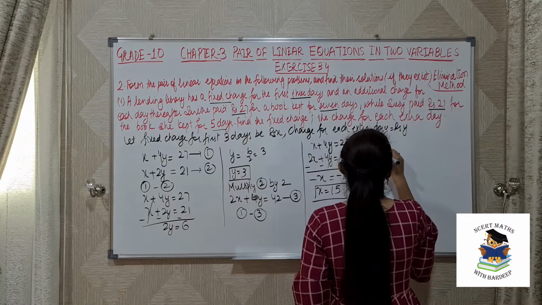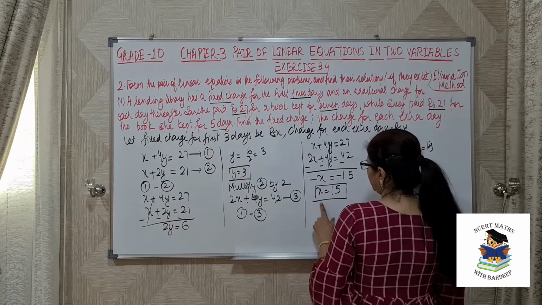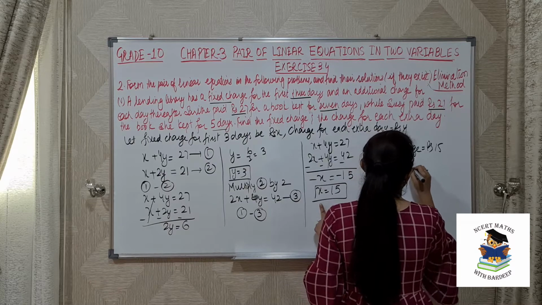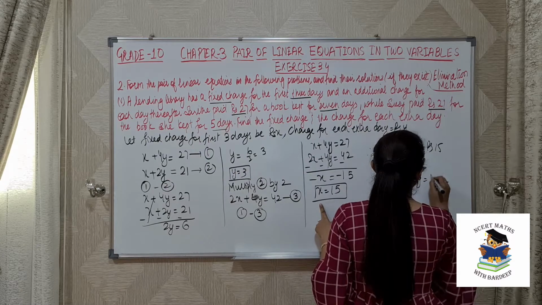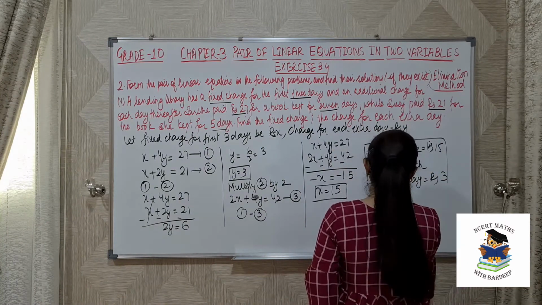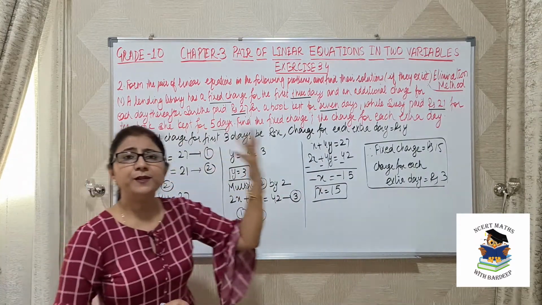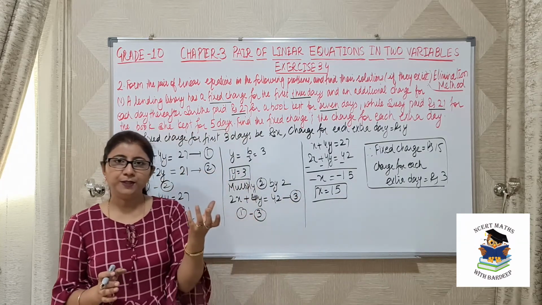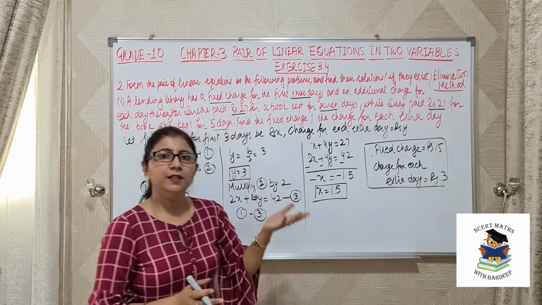So the fixed charge equals rupees x, that is 15, and the charge for each extra day equals rupees y, and y is 3. So see how simple this question is. The only key point is that the fixed charge is for the first 3 days. So whatever number of days they have given to you, always subtract 3 from that number to find the amount that is paid for each extra day. This is the only thing.